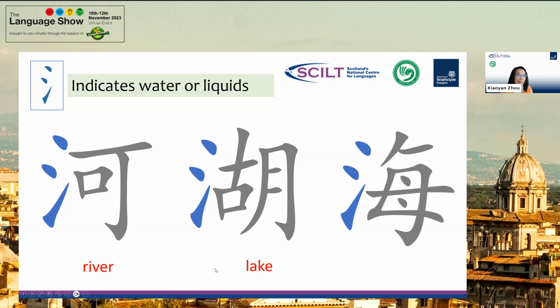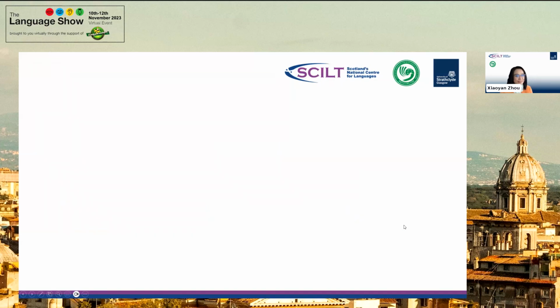The second one is lake. And I gave you the chance to guess the third character's meaning. What do you think the meaning is? We got the answer ocean. We do have the water radical for ocean. Water, sea, I would say Chris and SIL got the correct answer, yeah, Judith, which is sea. Yes, they all have the water radical. Okay, let's move on to the next.